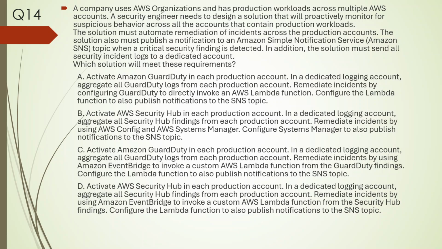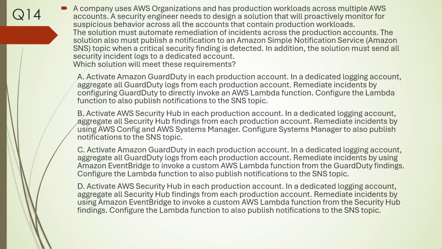Letter B: activate AWS Security Hub in each production and dedicated logging account. Aggregate all Security Hub findings from each production account. Remediate the incident by using AWS Config and AWS Systems Manager, and then configure Systems Manager to also publish notification to the SNS topic. Letter C: activate Amazon GuardDuty in each production account. In a dedicated logging account, aggregate all GuardDuty logs from each production account. Remediate the incident by using Amazon EventBridge to invoke a custom AWS Lambda function from GuardDuty findings and configure the Lambda function to also publish notification to the SNS topic.